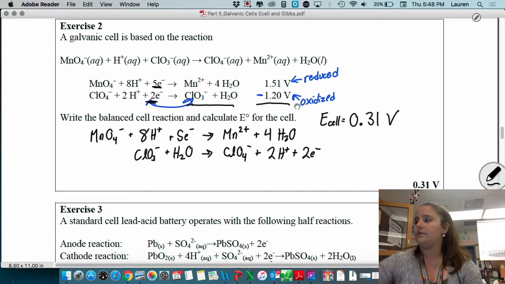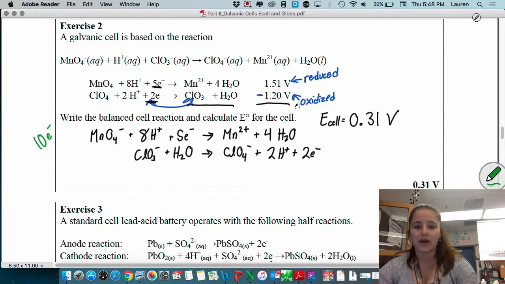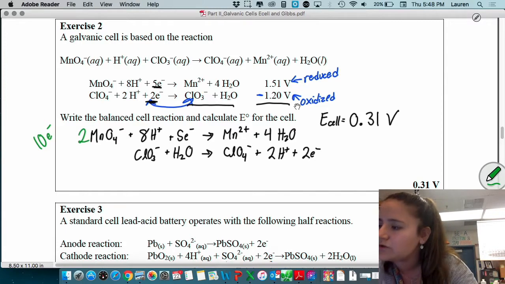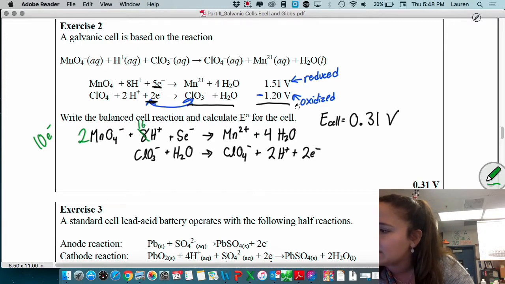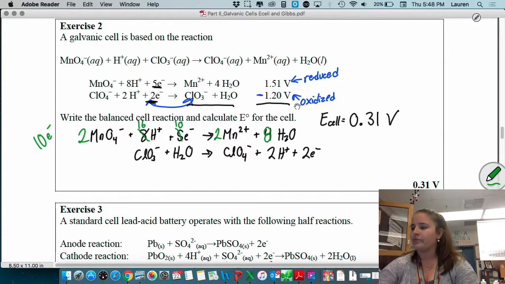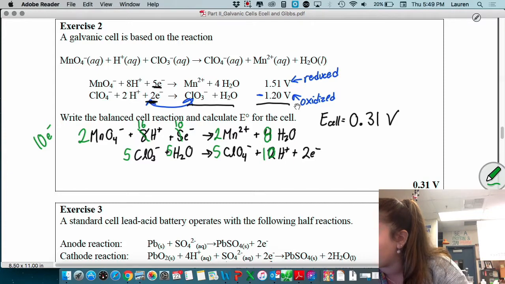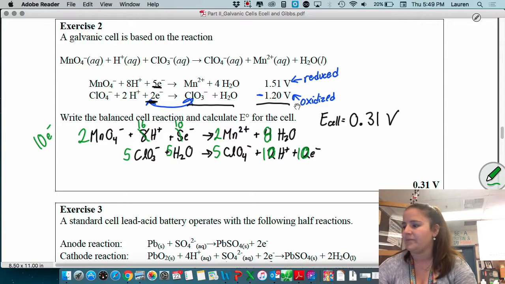Now we need to balance these. And the only way to balance it is going to be with 10 electrons. So I'm going to times this top one by 2. So this becomes 2, this becomes 16, this becomes 10, and then I have a 2 there, and this becomes an 8. The second one has 2 electrons, so I'm going to have to multiply it by 5. So I get a 5 there, a 5 there, a 5 there, a 10 there, and a 10 there.